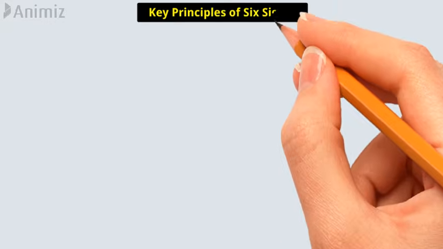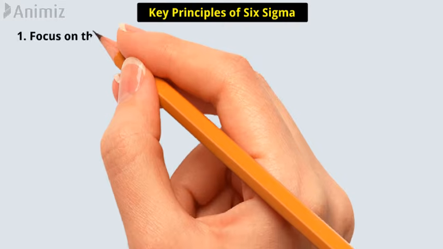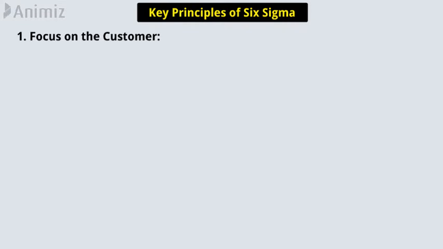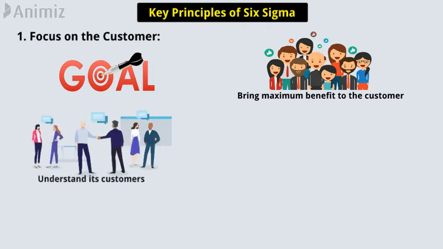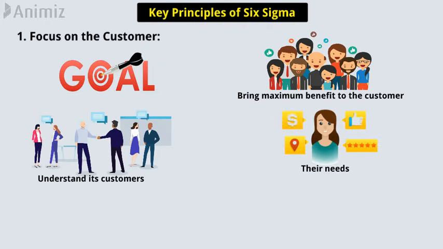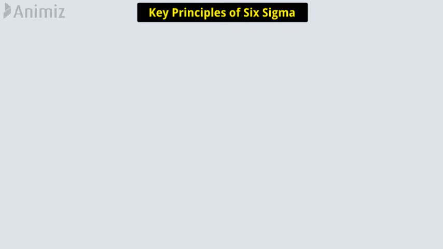What are the key principles of Six Sigma? Number 1. Focus on the customer. The primary goal of every business is to bring maximum benefit to the customer. In order to do that, a business needs to understand its customers, their needs, and what drives sales or establishes loyalty to their brand. Number 2.